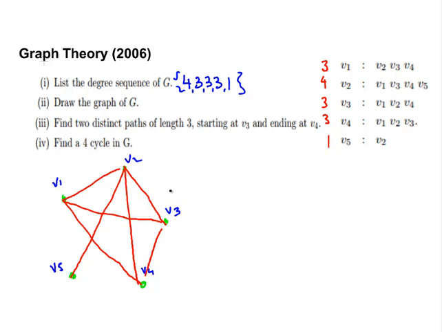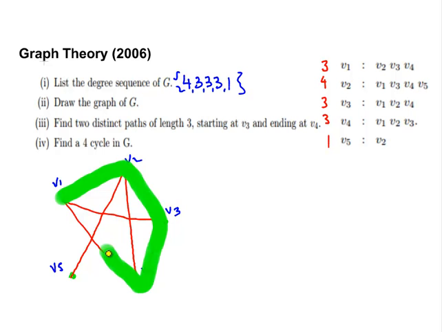Now, the next part is find a 4-cycle in G. This is pretty easy. A 4-cycle in G starts and finishes at the same vertex, and has a path of length 4 that starts and finishes at the same vertex. So we'll start at V1. Just work our way around like that. That's a 4-cycle in G. Right, that ends our presentation.